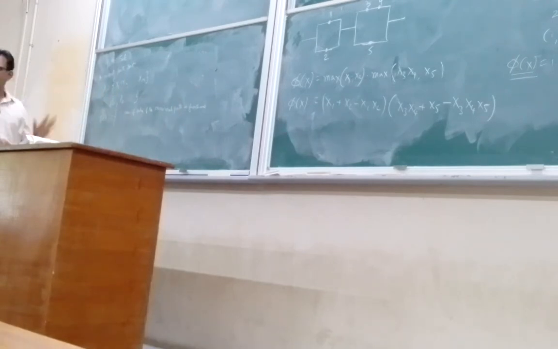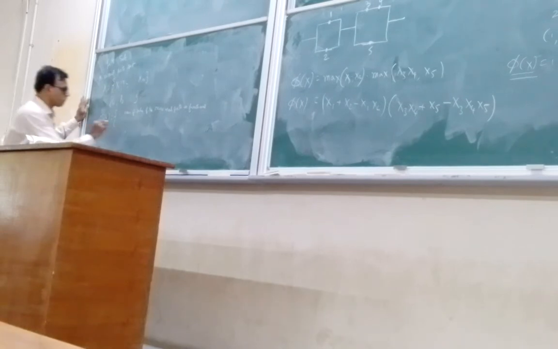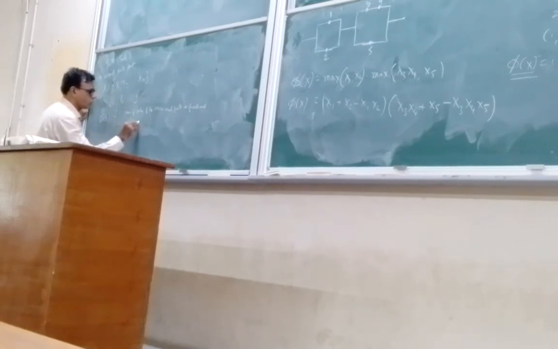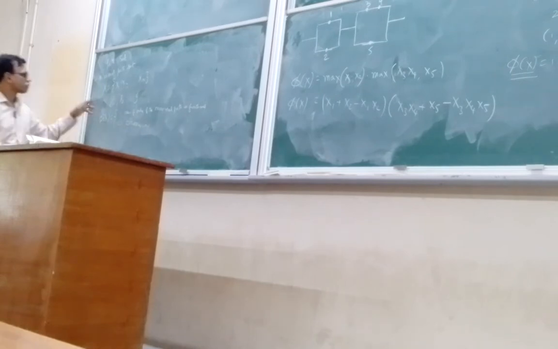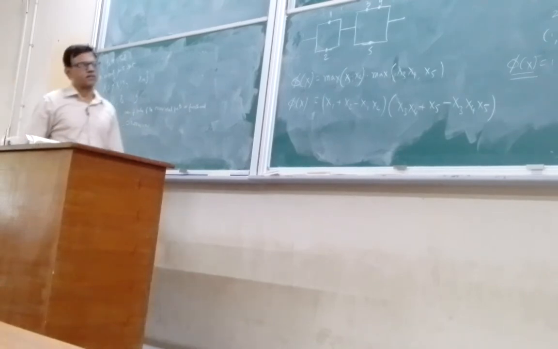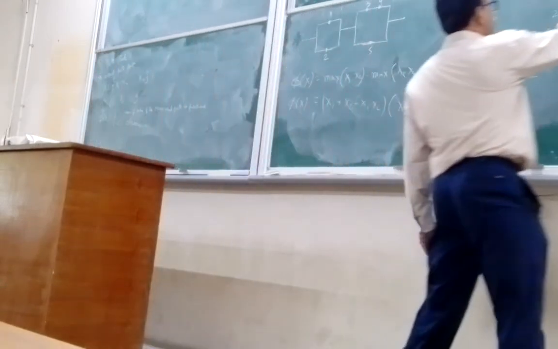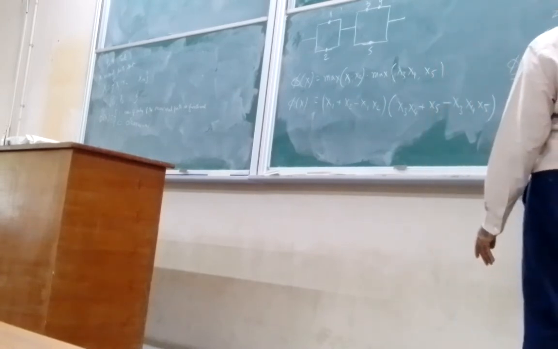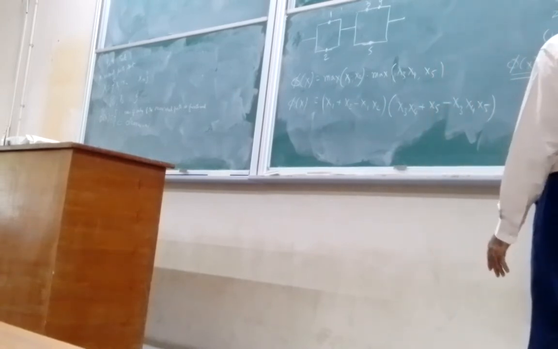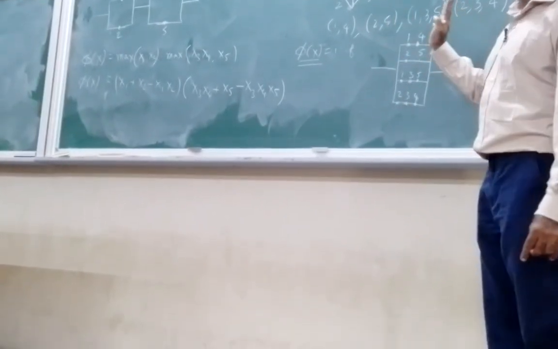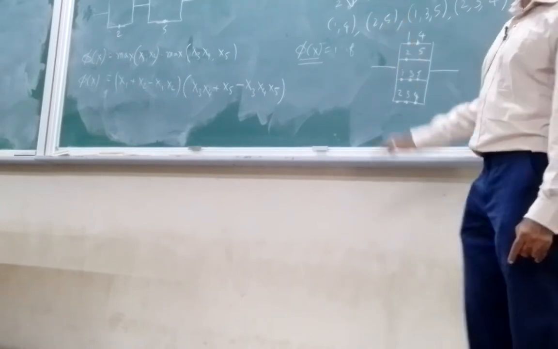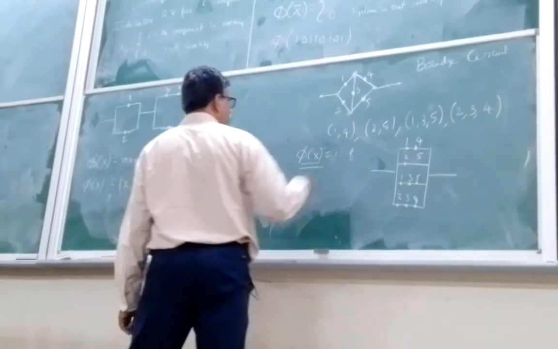Even if one of its paths, a minimal path, is functional, the system will be functional. So even if one of the paths is functional, that is, either if 1, 3, 5 alone is functional, or 2, 3, 4, or 1, 4, then the system will be functional. That way you can always find the minimal path sets. Each one is called a minimal path set.